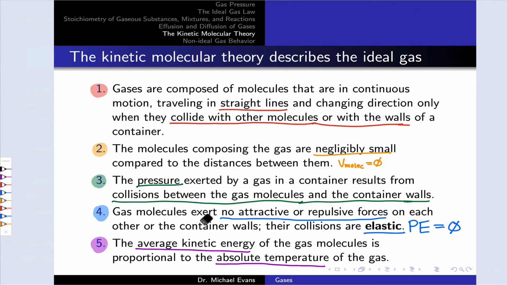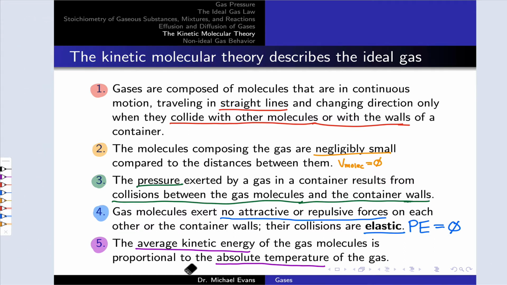Tenet 5 is that the average kinetic energy of the gas molecules is proportional to the absolute temperature of the gas, essentially defining absolute temperature as proportional to the average kinetic energy. This tenet provides a definition of the Kelvin scale on some level.